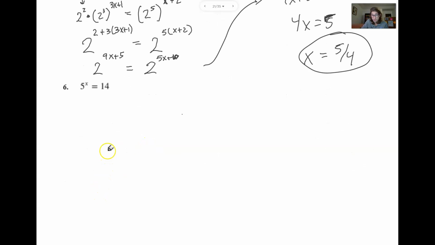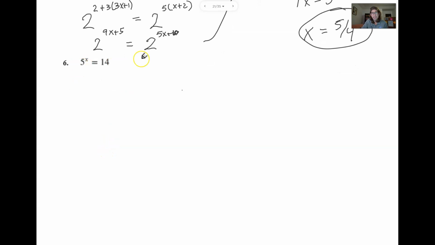And then we get to number 6. 5 to the x equals 14. 5 is a prime number. 14 is 7 times 2. We cannot get common bases. So how would we start solving this? What kind of number would we even know what to do with x? This is where we use logarithms. If you can't get a common base, turn it into a logarithm. The base of the exponential is going to be the base of the logarithm.